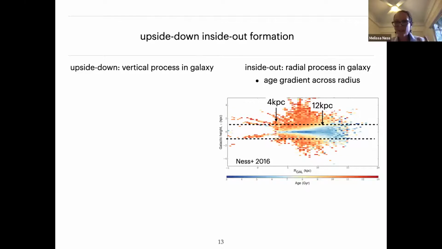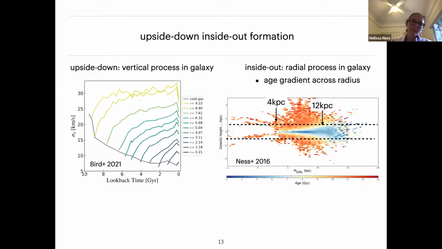Now, what about upside down formation? This is the vertical process in the galaxy, and this is a little bit harder because there's basically two processes going on we have to consider: upside down formation and heating.